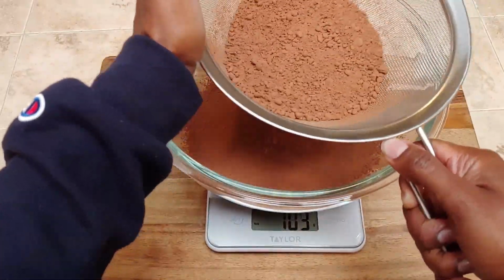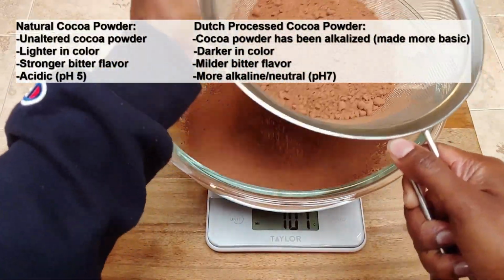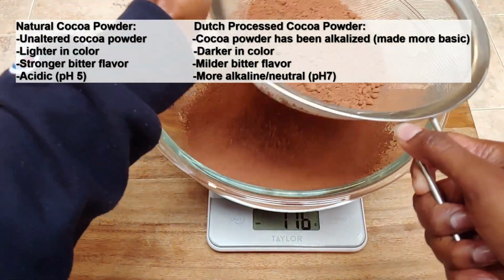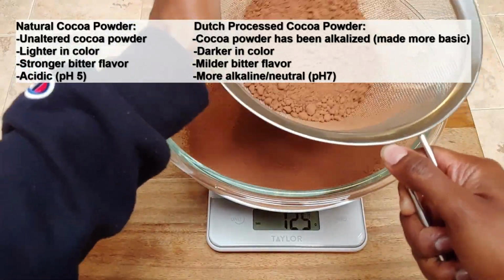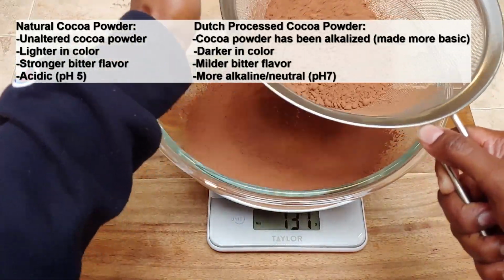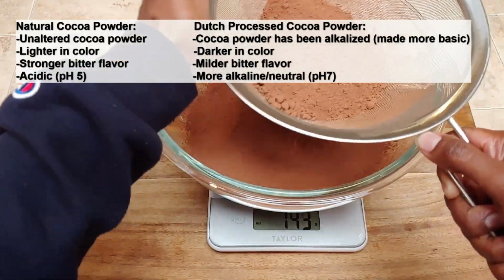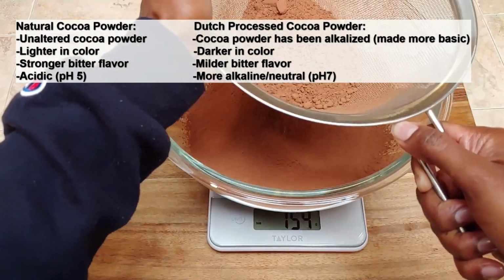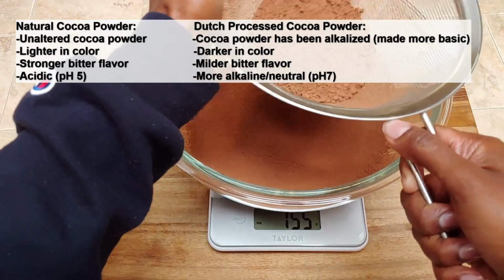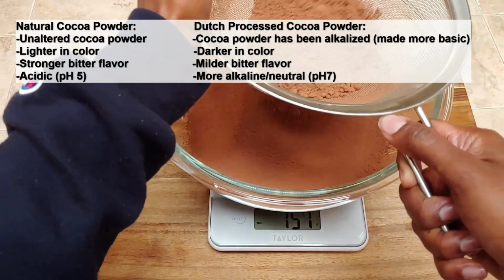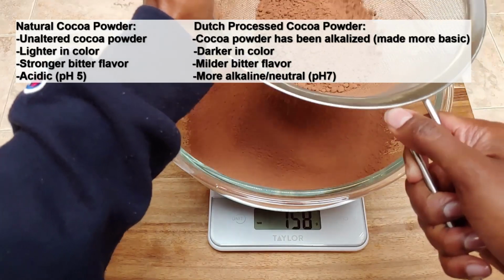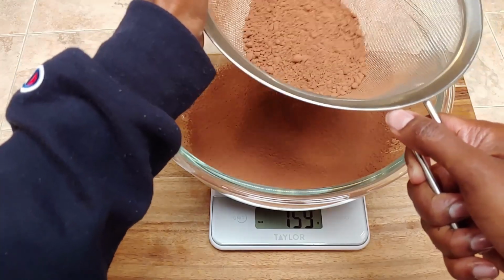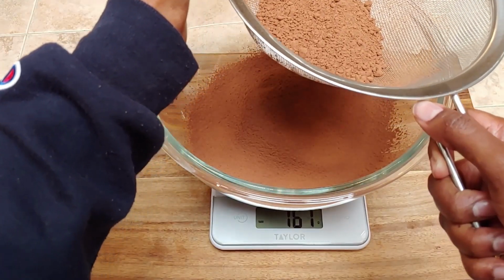Cocoa powder can actually come in two different kinds. There's natural cocoa powder, which I'm using here, and then there's Dutch pressed cocoa powder. By nature, cocoa powder tends to be more acidic, around a pH of 5, which is why cocoa powder is bitter. Dutch pressed cocoa powder has been alkalinized, which means it's been made more basic so that it has a more neutral pH, around 7. This makes the color of the cocoa powder a little bit darker, and it also gives the cocoa powder a milder taste. So not as bitter, but still bitter.